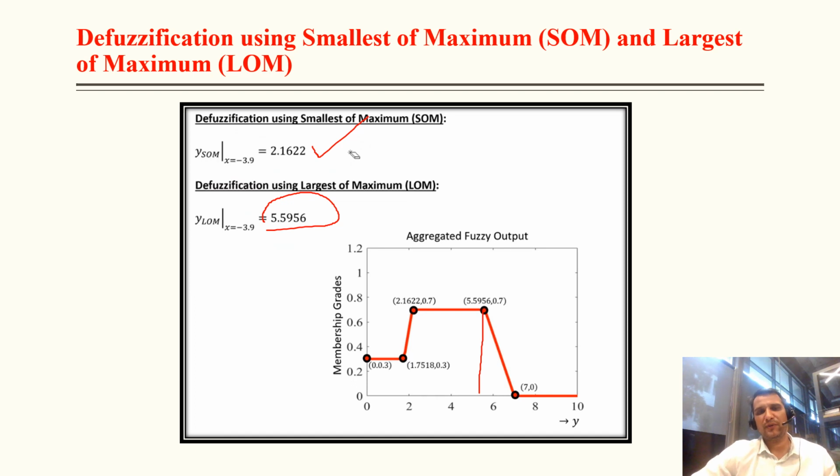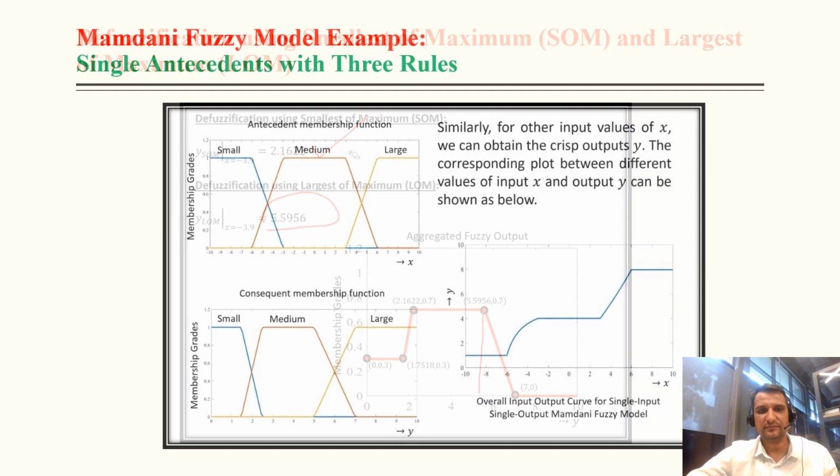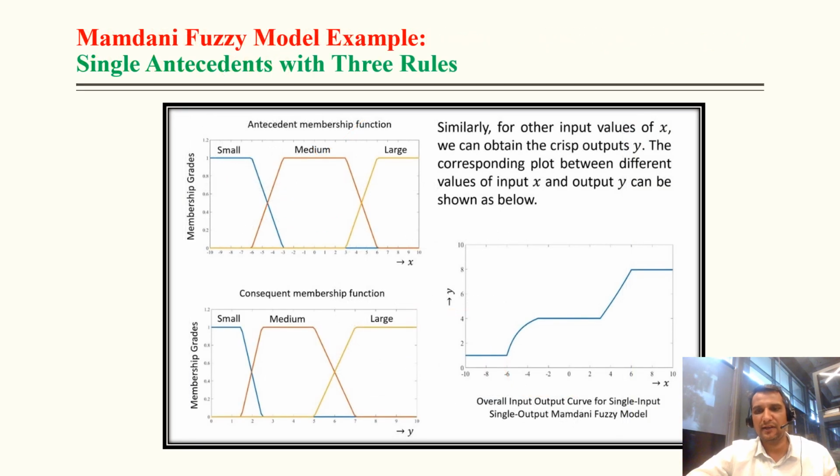So normally we avoid smallest of maxima, largest of maxima, and mean of maxima. Generally we go for bisector of area or center of area. In defuzzification, for every defuzzification technique the output is different. So normally we avoid SOM, LOM and MOM. We can go for bisector of area and the other one, center of area. So this will be our final output, which looks like this.